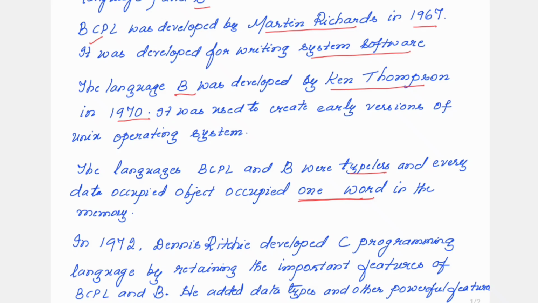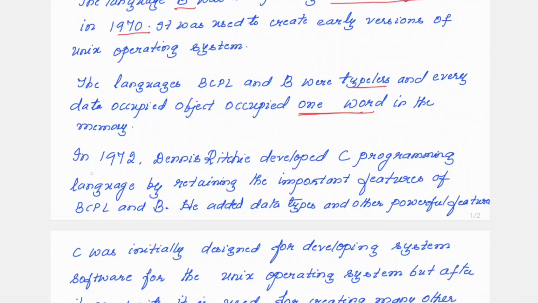The languages BCPL and B were typeless and every data occupied one word in the memory. Now if you look into the C language, we have different data types which occupy 1 byte, 2 bytes. For every data type there is some space meant in the memory, but here every data will always take one word in the memory. Then finally in 1972 Dennis Ritchie developed the C programming language, but he retained the important features of BCPL and B. And one important thing is he added the data types and also other powerful features.